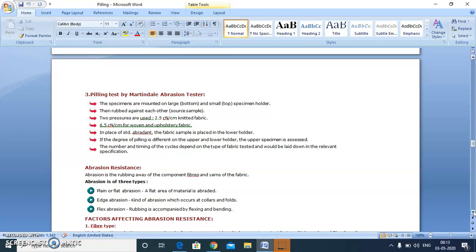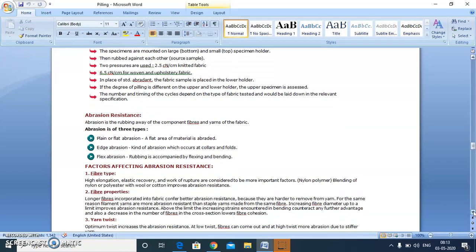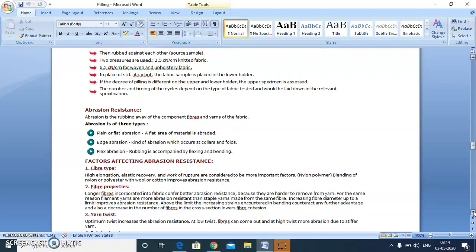First we'll try to understand the various factors affecting abrasion and different types of abrasion. Abrasion resistance is of three types: plain or flat abrasion, edge abrasion, and flex abrasion. Flex is basically bending. So in this flex abrasion, rubbing is accompanied by flexing and bending. In case of edge abrasion, we can understand it by understanding the example of abrasion at collars and folds, where the fabric is folded at a sharp edge and then abrasion is done. So, but in case of this Martindale tester, we go only for plain or flat abrasion.